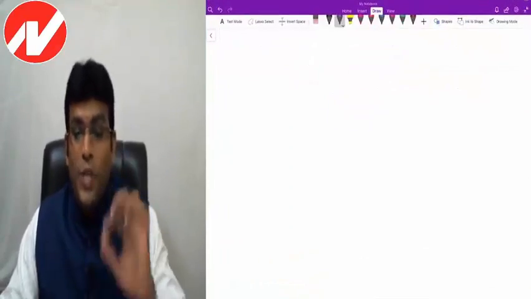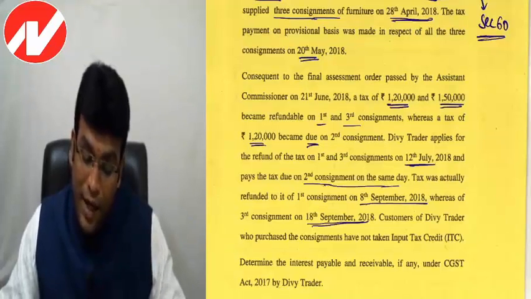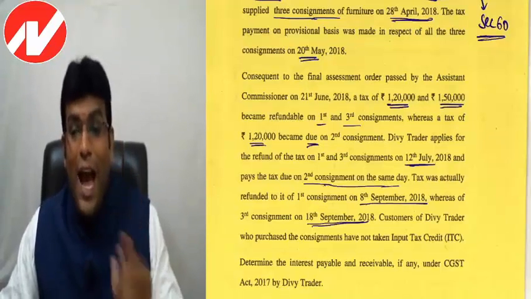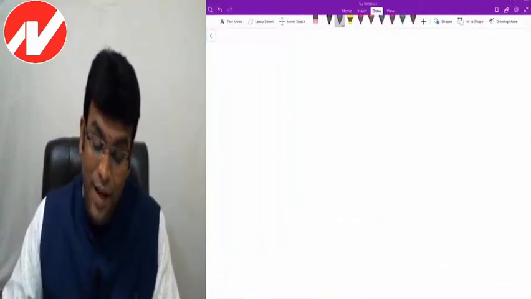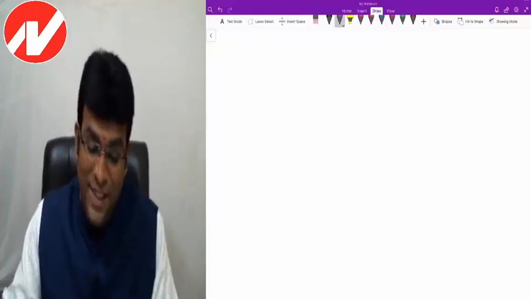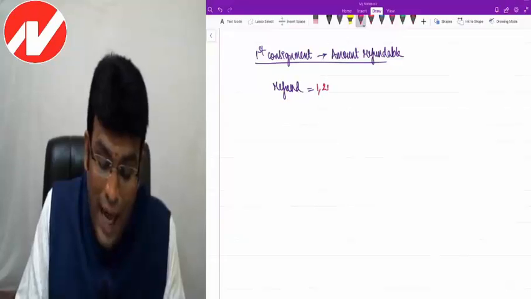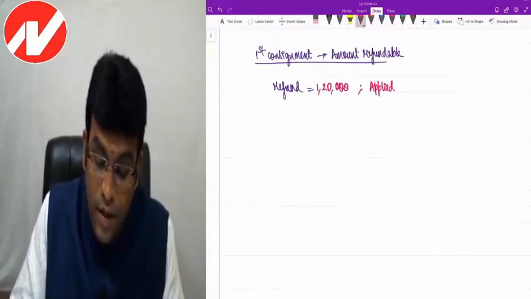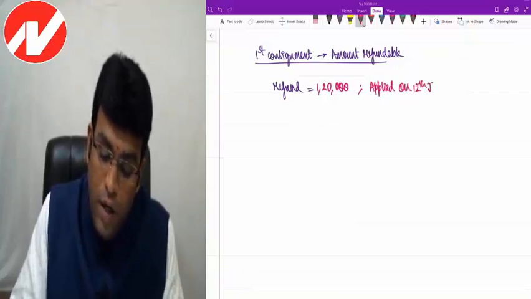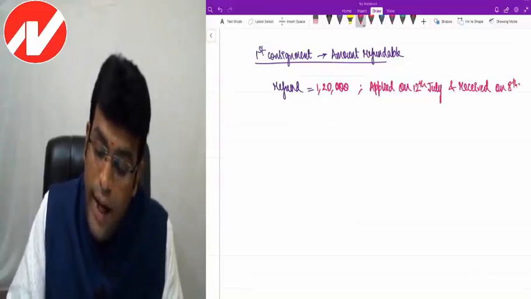1,20,000. 1,20,000 is refundable. And if you observe carefully, when did we apply for refund? We applied on 12th July and we got on 8th September. 1,20,000. And this is applied on 12th July and received on 8th September.